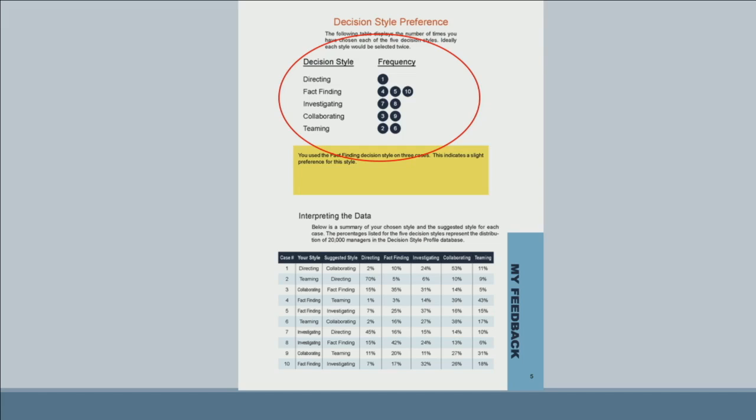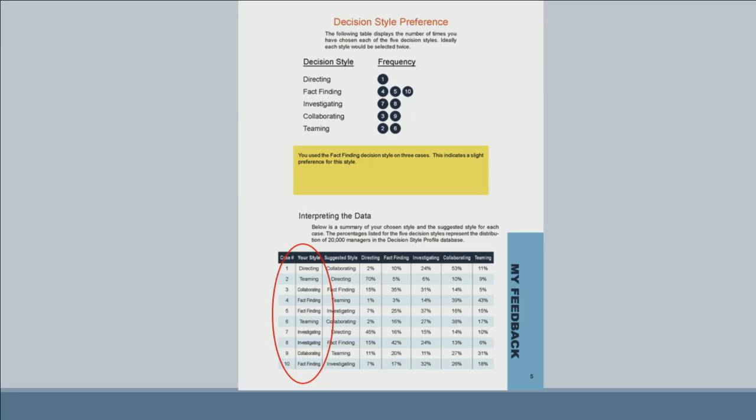The cases are written so that the ideal decision-making style appears twice. There are two examples of each one. So there are two directing, two fact-finding, two investigating. They crafted cases that really rested on that. And so you get to see the distribution that you chose.